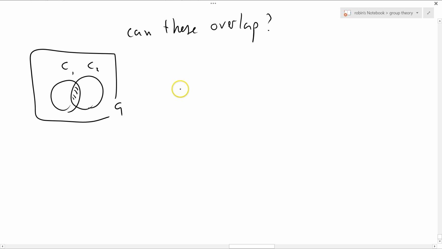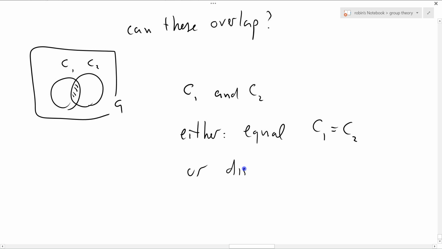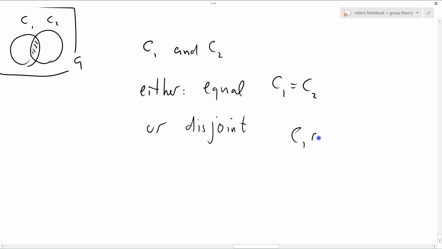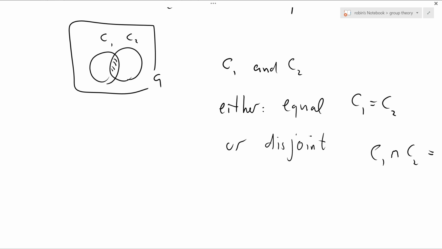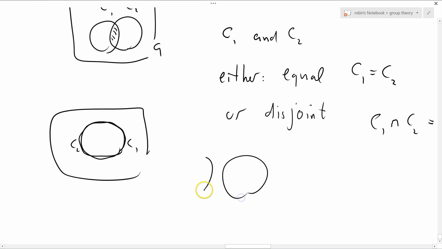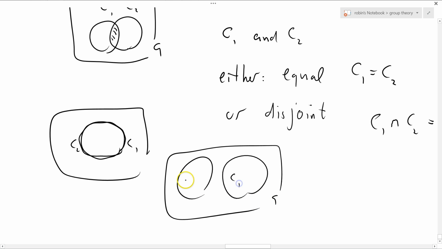I'm going to assert, in fact I'm going to prove, that C1 and C2 are either equal, in which case C1 equals C2, or disjoint. And disjoint basically means that C1 intersects C2 is the empty set phi. So this diagram I've drawn here just can't occur. C1 and C2 are either the same thing, overlapping completely in terms of a sort of Venn diagram, or they're completely disjoint and they've got no overlap at all. There's C1, there's C2.